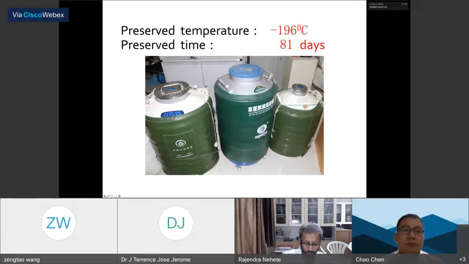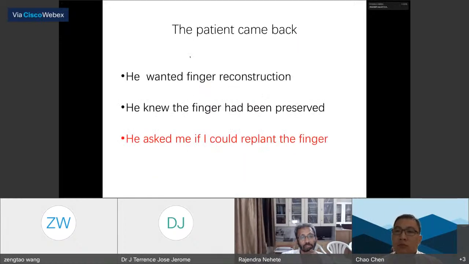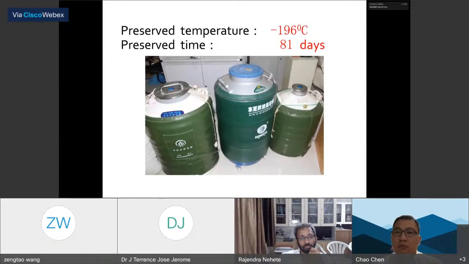The patient came back, and then he asked me to reconstruct a new index finger for him. But our colleagues told the patient his severed finger had been preserved for him. So he asked me to replant the finger.